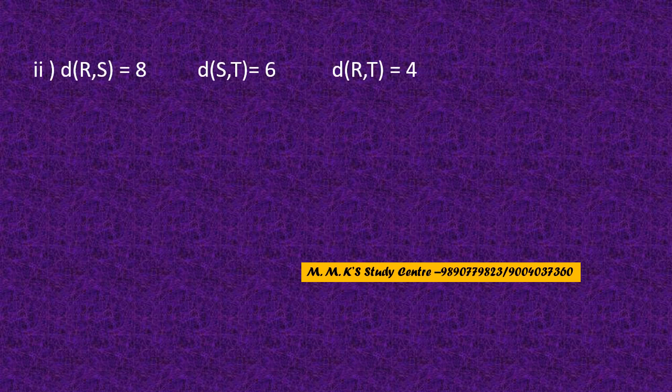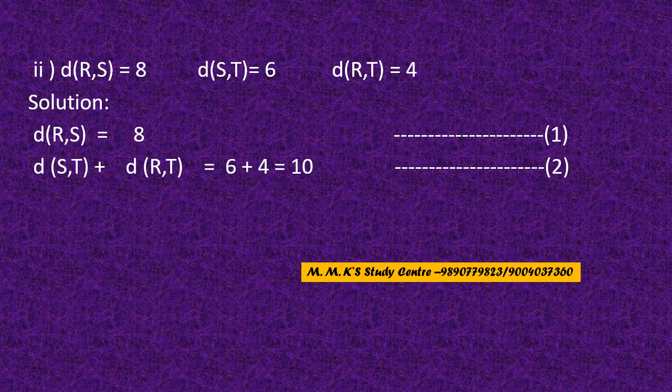Question, children. Question is distance RS is 8, ST is 6 and RT is 4. So solution. Again here the biggest distance is 8. So distance RS we will keep as it is by labeling equation 1. And ST and RT we are going to add. So distance ST plus distance RT is equal to 6 plus 4. You are getting 10, children.